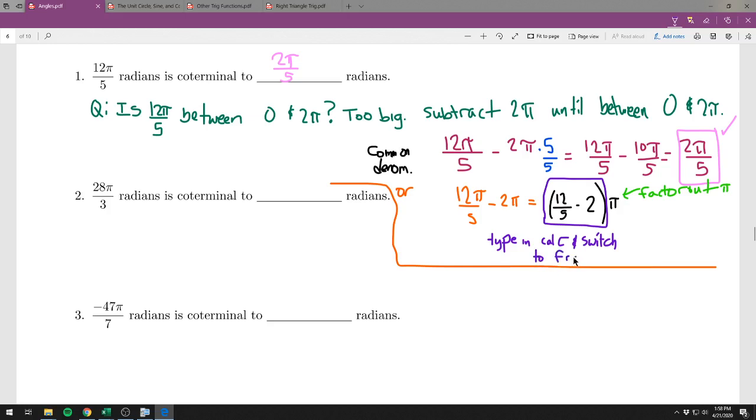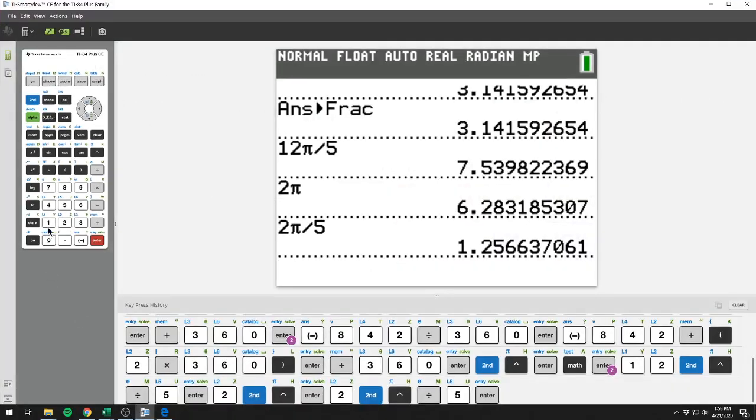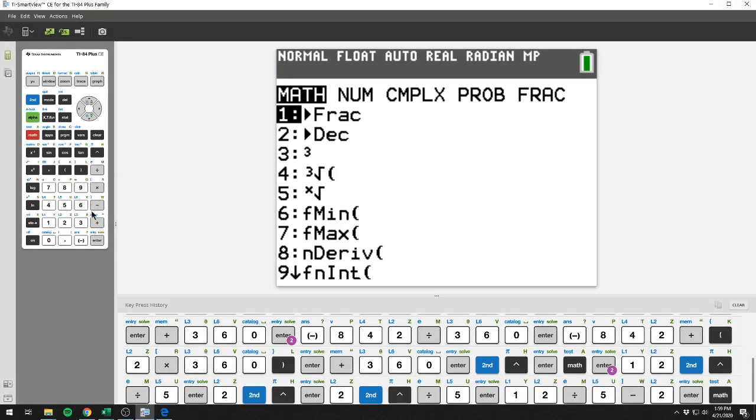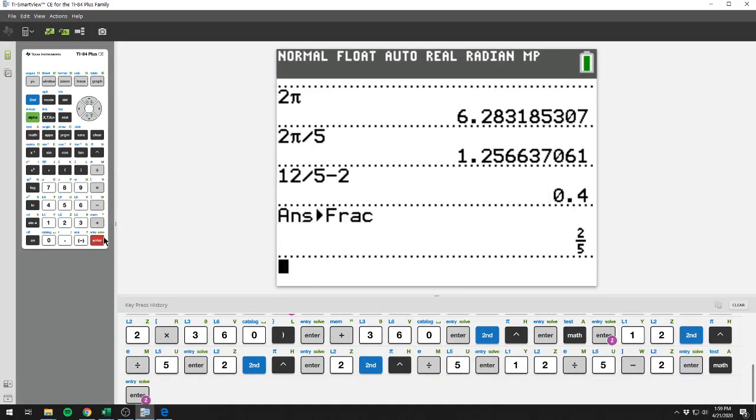Because when you type that in your calculator, 99% of the time, you're going to be using a calculator that's going to give you a decimal. So I'm going to just type this in, 12 over 5 minus 2. And then if I switch to a fraction, math, frac, get 2 over 5.